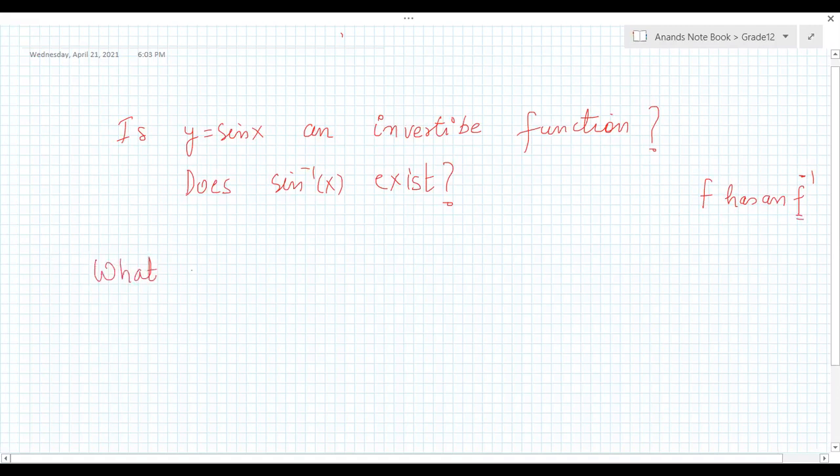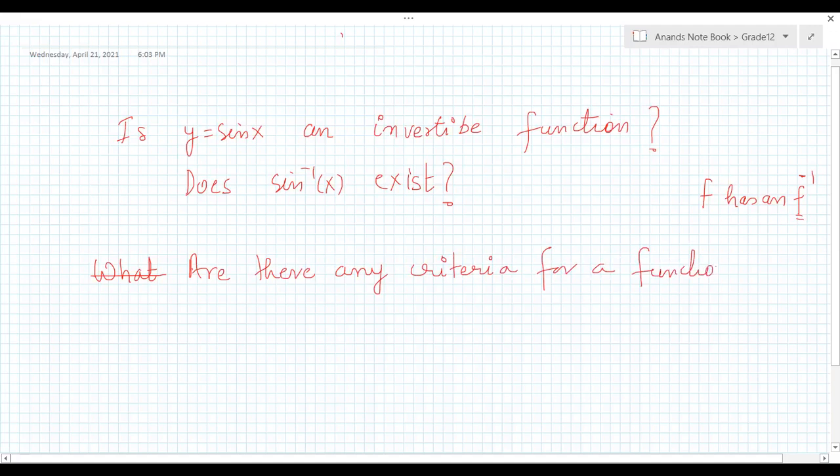So my question is, are there any criteria for a function to have an inverse?